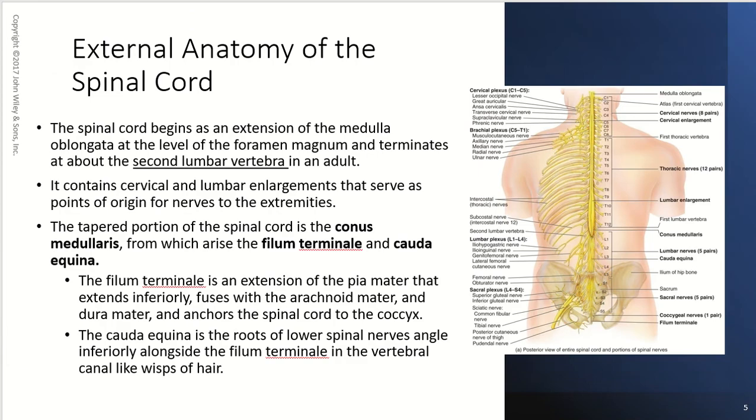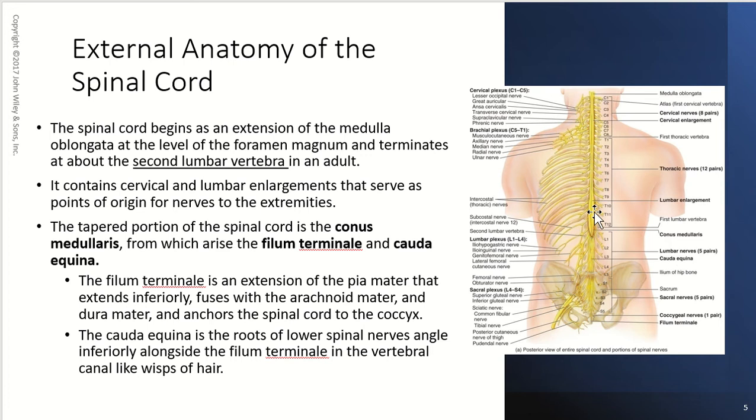So as far as the external anatomy of the spinal cord is concerned, the spinal cord is going to begin as an extension of the medulla oblongata at the level of the foramen magnum in the head, and it's going to terminate at about the second lumbar vertebra in an adult. This is obviously a little bit different in children or in infants. The spinal cord is going to contain cervical and lumbar enlargements that you can see here. Cervical and lumbar enlargements that are going to serve as a point of origin for nerves to the extremities.